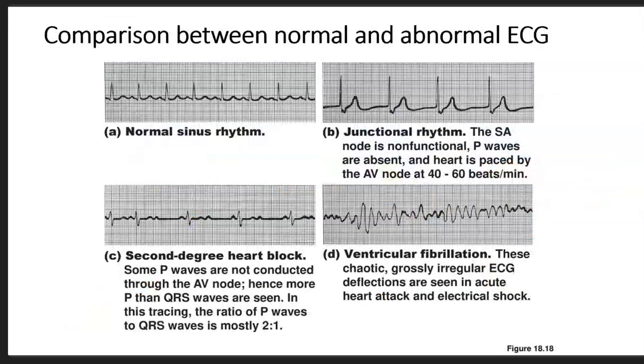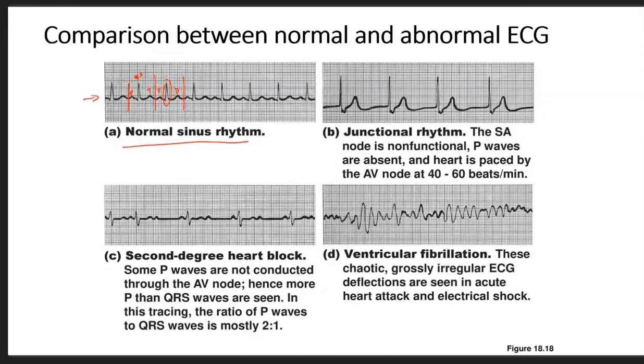Next, a comparison between normal and abnormal ECG. This is the normal sinus ECG, normal sinus rhythm, the normal heartbeat. You can see all the waves and the QRS complex form nicely. Starting here, you have the P wave, the QRS complex, and the T wave, and then they repeat again. So the P wave, the QRS complex, and the T wave repeat for the entire heart rate.